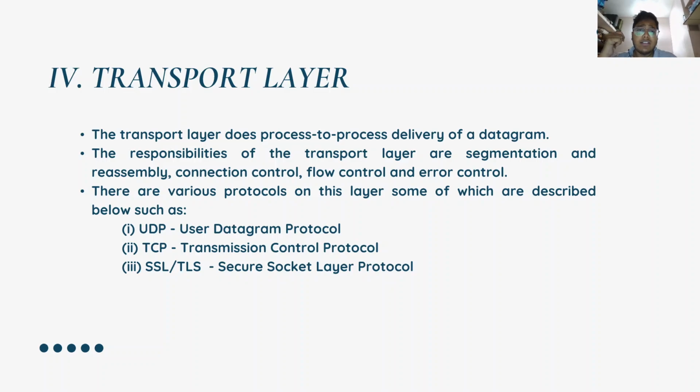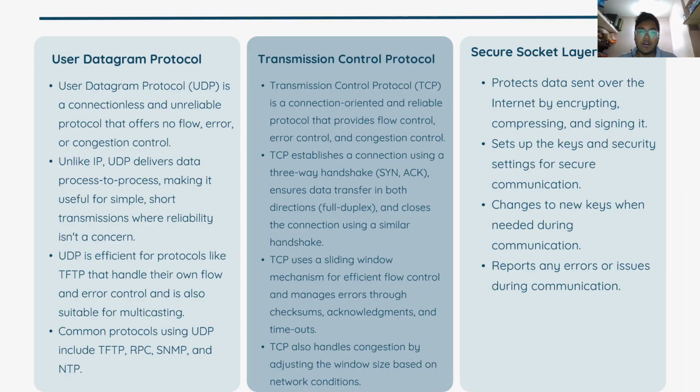So there are various protocols on this layer, some of which are described below, such as UDP, TCP, SSL. UDP is User Datagram Protocol, TCP is Transmission Control Protocol, and SSL is basically Secure Socket Layer protocol. UDP is a connectionless and unreliable protocol that offers no flow, error, or congestion control, right?